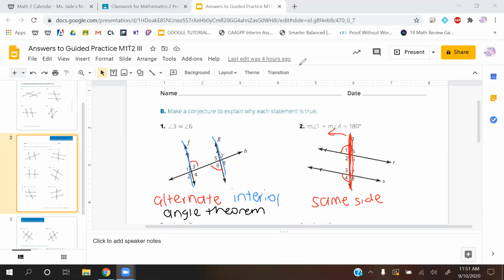Now let's think about, is it interior or exterior? So here's my 2 parallel lines. Good, they're on the exterior of it. And then you finish it up by saying angle theorem. Messy handwriting, but it's fine. So those two angles are supplementary. Do you guys have any questions on those?